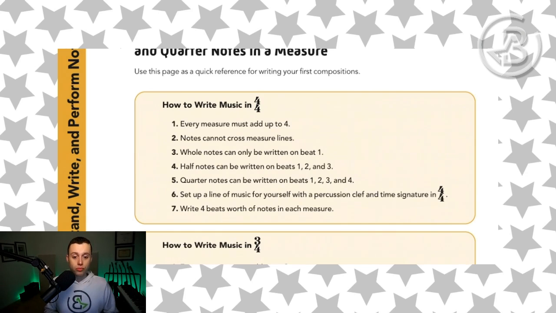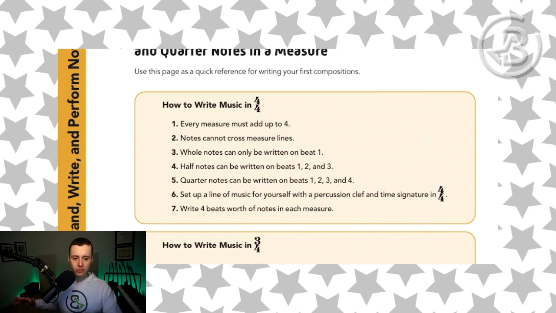Rule number 3, whole notes can only be written on beat 1. That's right, you can't write a quarter note and then a whole note, because then that would be 5 beats in the measure, and we can only have 4. Half notes can be written or start on beats 1, 2, and 3. Quarter notes can be written on beats 1, 2, 3, and 4.